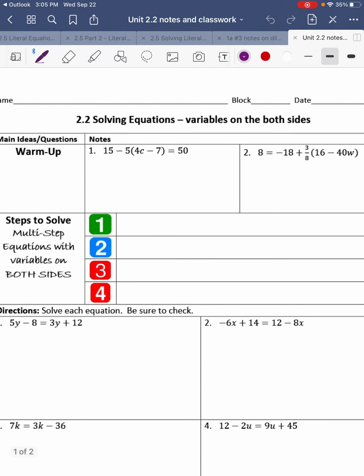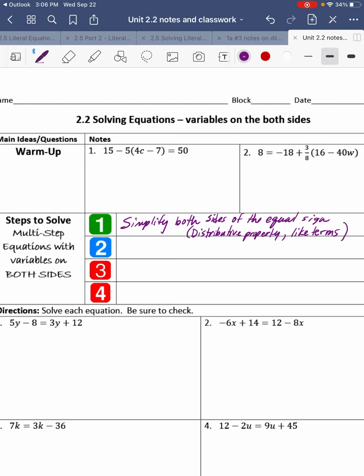All right, so this is 2.2 notes and steps to solve multi-step equations with variables on both sides. Your first step is to simplify both sides of the equation, or of the equal sign. So this includes if there's distributive property, or like terms. We gotta get those together first.